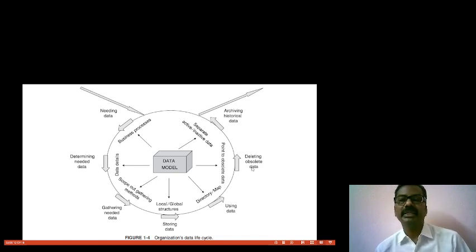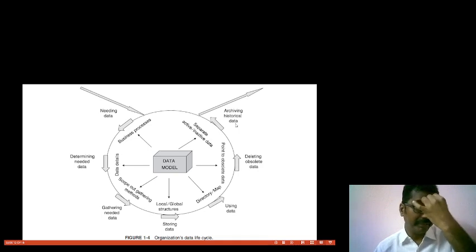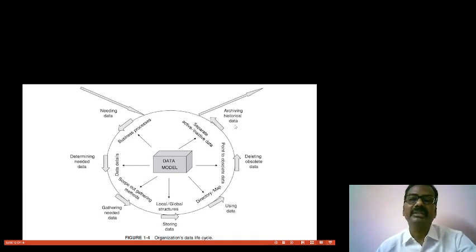You can see finally the data which is no longer needed, which is called obsolete data, has to be deleted. And the last stage is storing, archiving or preserving all that historical data. So these are the seven stages of the data life cycle of any organization.